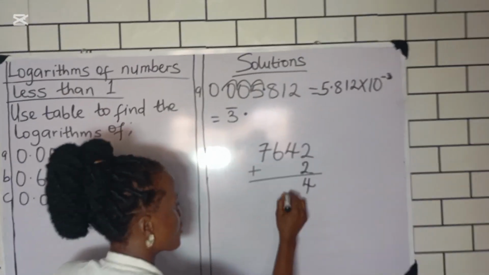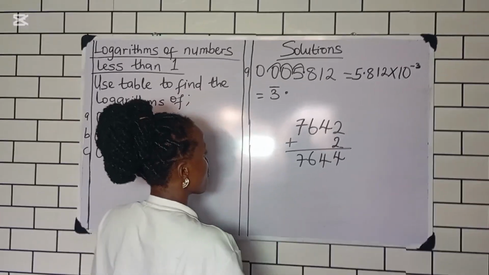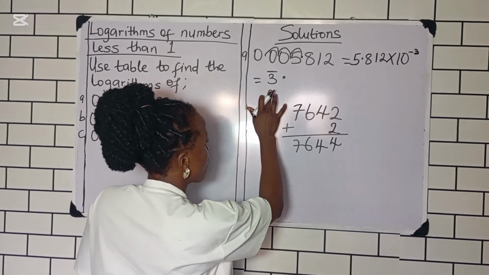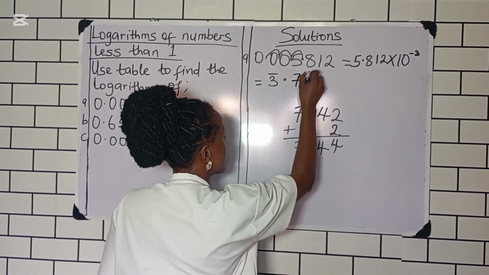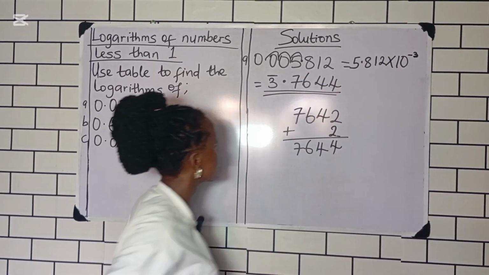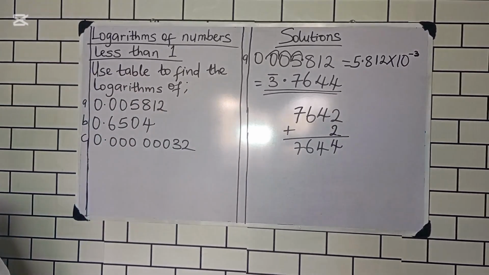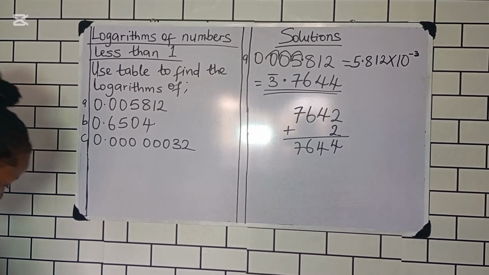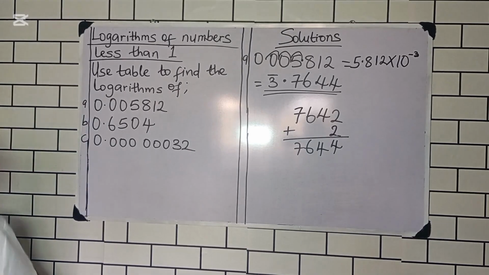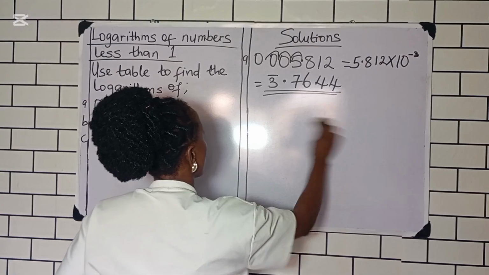There's no number here, so bring down your 4. Bring down 6. Bring down 7. Therefore, what we are going to have here is bar 3.7644. This is our final answer for question number 1.